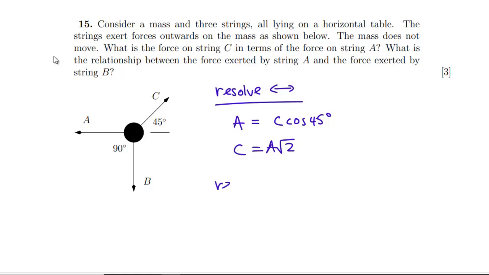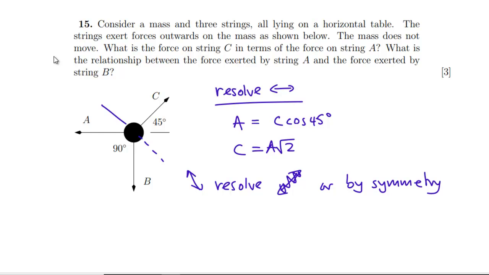Well, if we resolve that way, or by symmetry, I suppose is another way of putting it, because A and B must be the same. They've got to be. Actually, you can see even more if you resolve this way. So let's get rid of that. Let's do resolving that way, take C out of the equation. So we're going to get that A cos 45 is equal to B cos 45. So A has got to be equal to B.